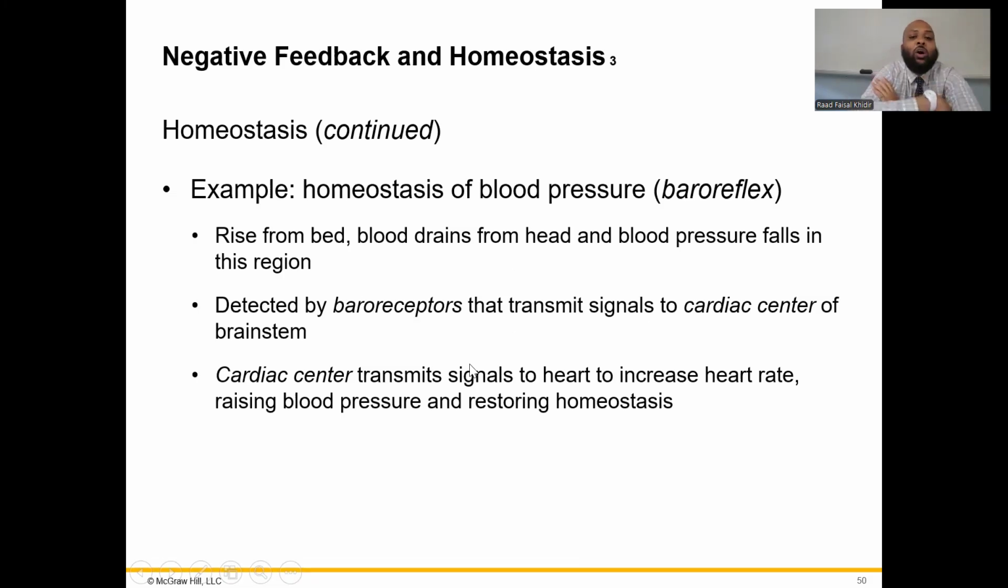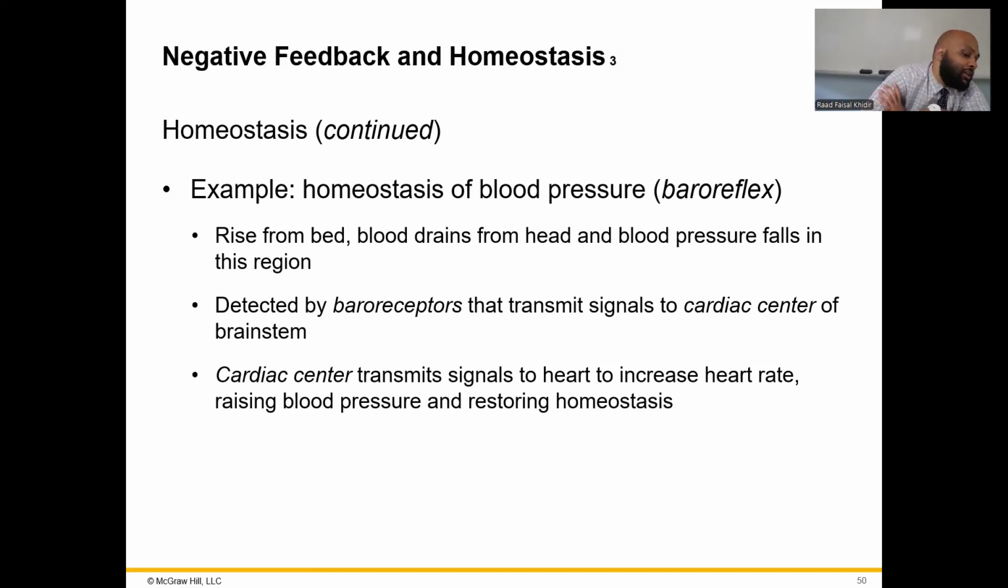So here, who's the sensor? When the pressure went down, what was the stimulus? What was the signal? Hypotension, because the blood pressure went down. So that's hypotension. That's the signal. Who's the sensor? Who sends the signal? The baroreceptor. Excellent. Then the baroreceptor sends a signal to the integrator.